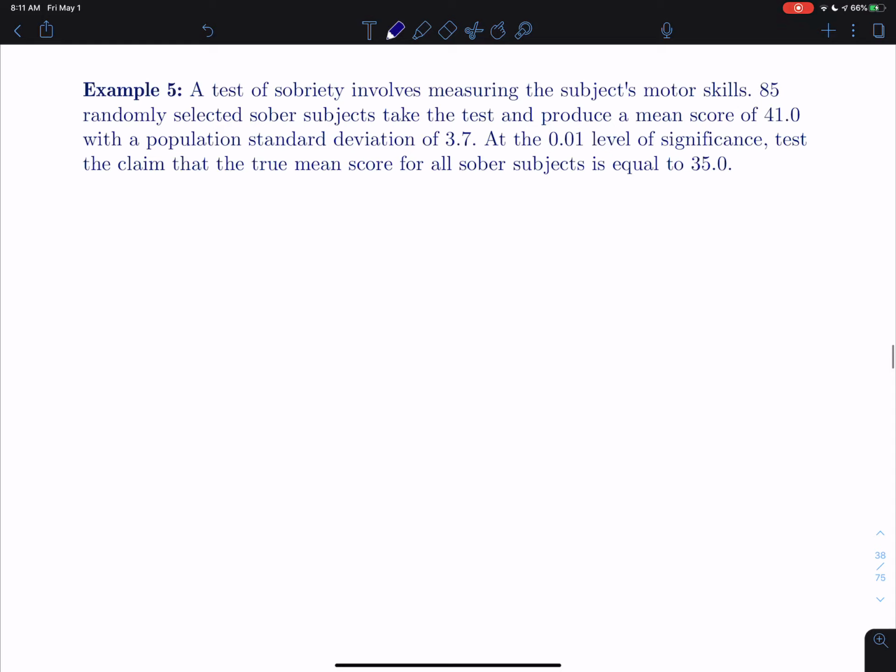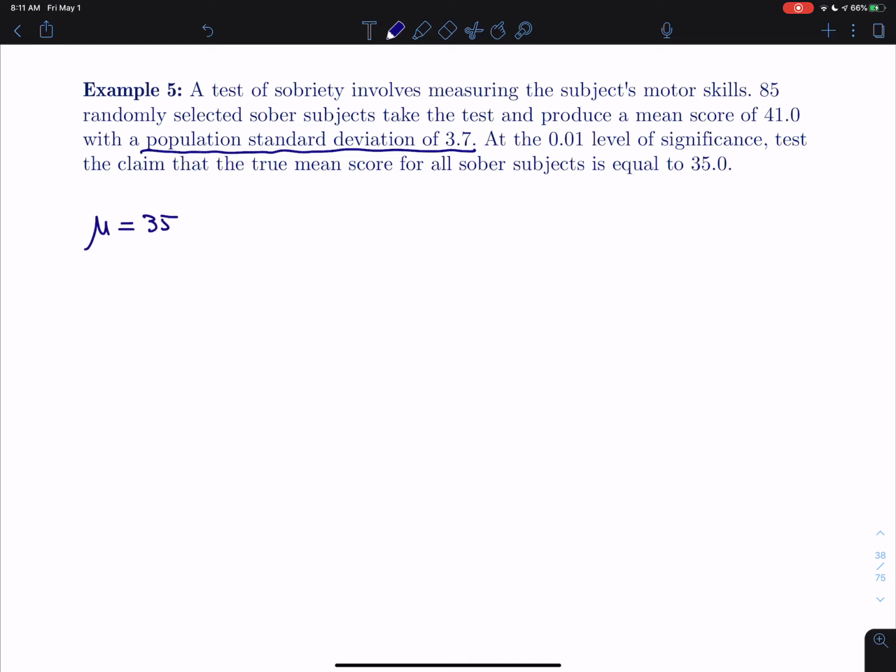So here we have a test of sobriety that involves measuring the subject's motor skills. 85 randomly selected sober subjects took the test, and the mean score was 41 with a population standard deviation of 3.7. So that means sigma is given. And they want us to test the claim at a 0.01 significance level that the true mean score of all sober subjects is equal to 35. So here the status quo is the average is 35, and you want to test that. So my status quo is that the average is equal to 35.